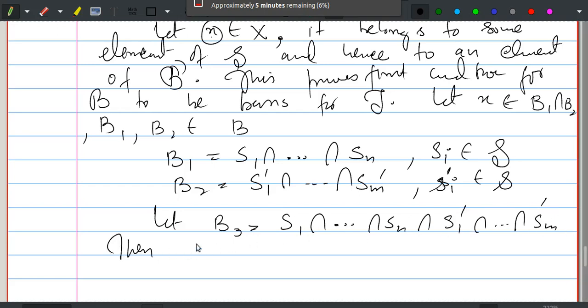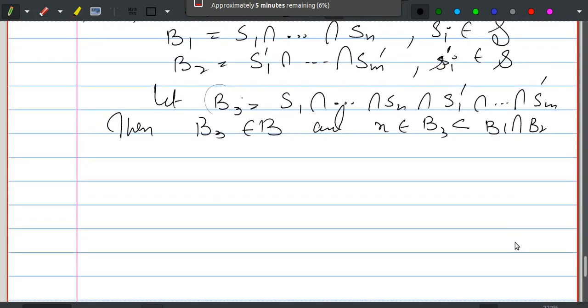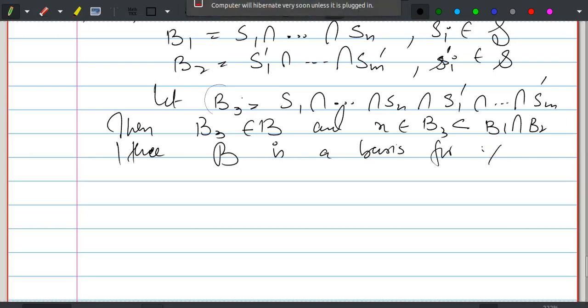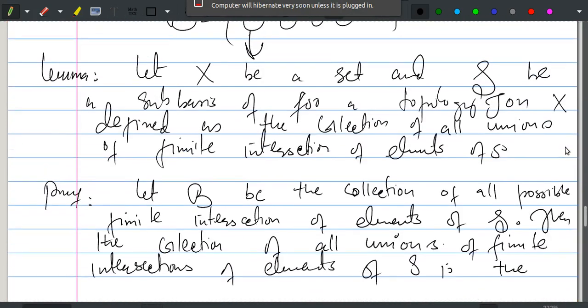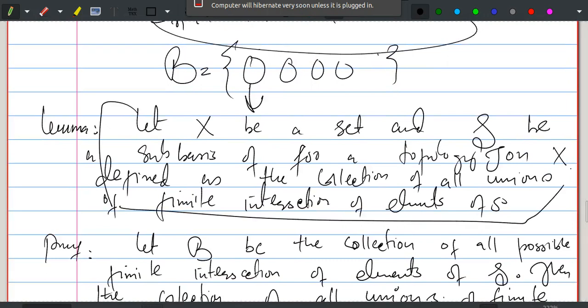So then B3 belongs to B, and x is in B3, and this B3 is equal to B1 intersection B2, and hence a subset of B1 intersection B2. So this proves the second condition for B to be a basis. So hence B is a basis for tau on X. So actually here we have to prove that this topology T generated this way is a topology. So this was the proof.